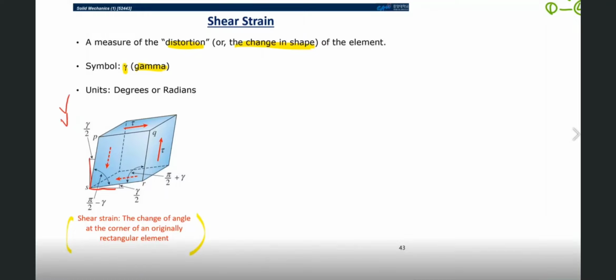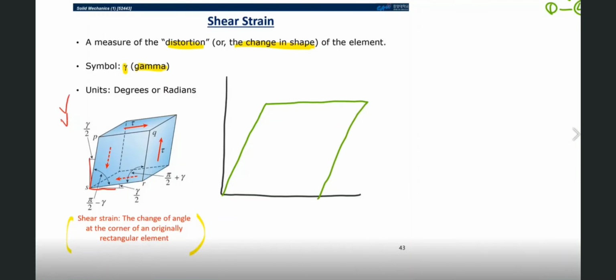Basically, the lengths of the sides of the element do not change under shear stress. Instead, the element changes in shape only. The length does not change. So let's draw the pure shear deformation element. I'd like to draw in this space. Okay, and there is a pure shear deformation element, and we can define the shear component.